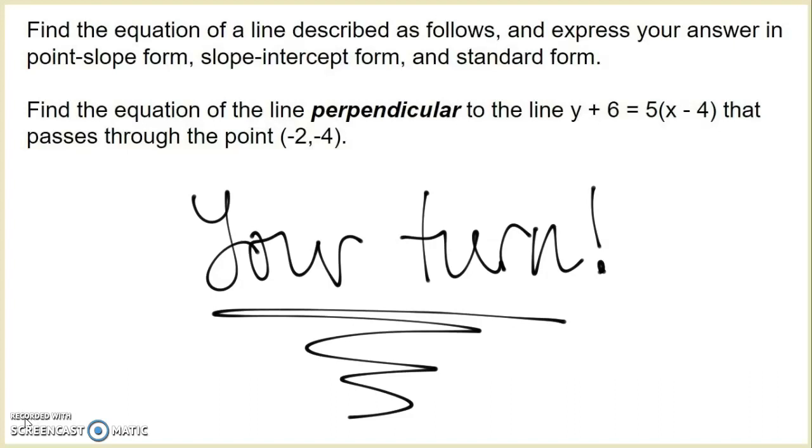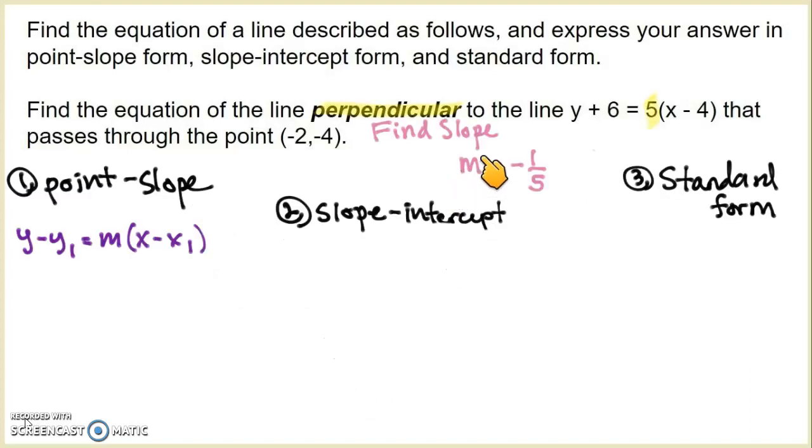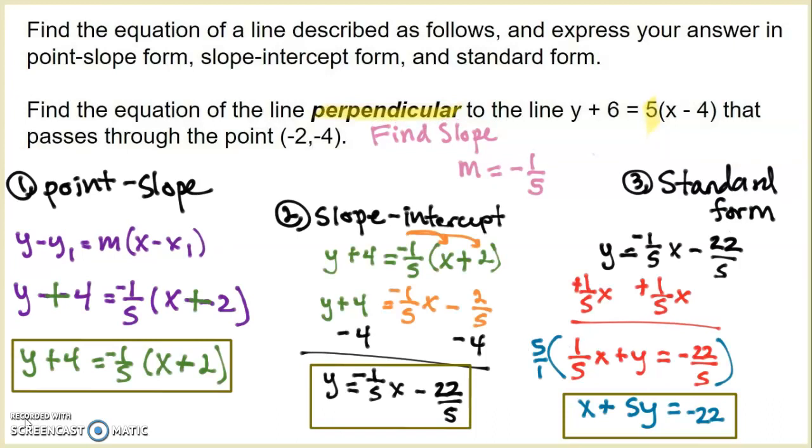So for your part, you should have used the slope of -1/5, which is a perpendicular slope to 5. And this is how your setup should look. So starting with point slope form, I use my slope of -1/5. I have my point of -2 and -4, replace those in the right spot respectively, and then we simplify it. And so this is my point slope form equation that's perpendicular to this line.